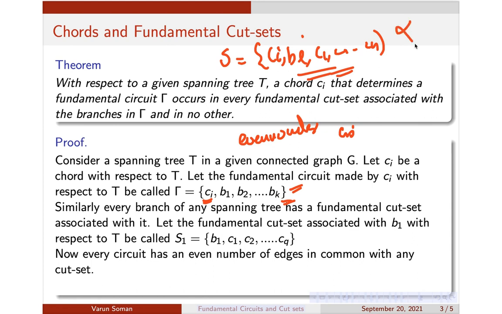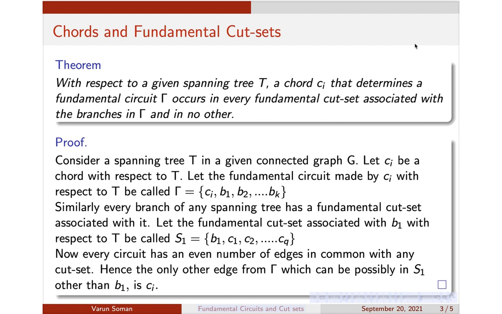Okay, this is because of the result that there should be an even number of edges in common with a fundamental circuit. There should be an even number of edges in common with a circuit. Because of that result, this is happening here. So it's very logically done. I hope this is clear. Just go through this theorem, try to do a diagram and try to understand it.